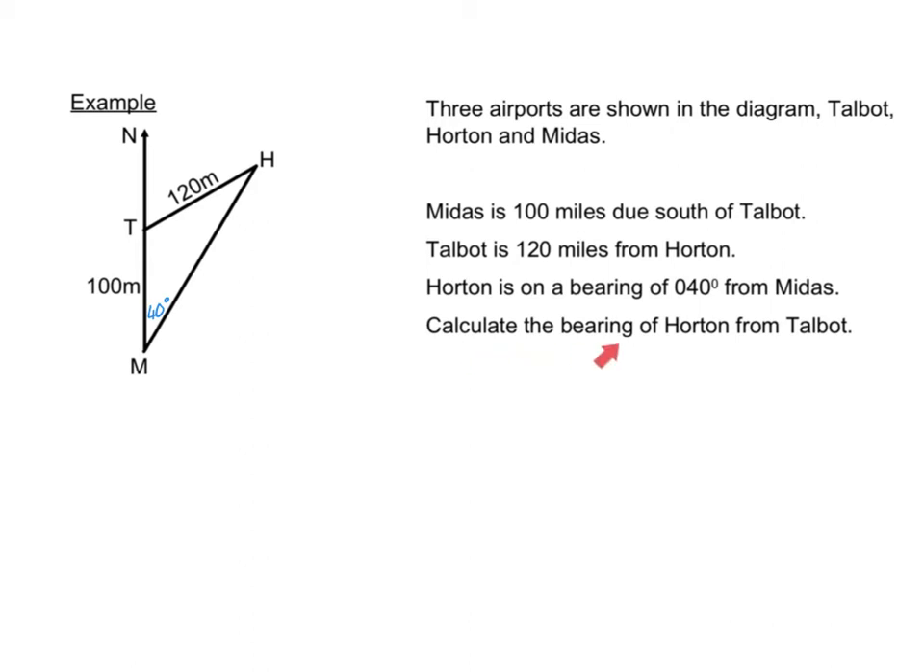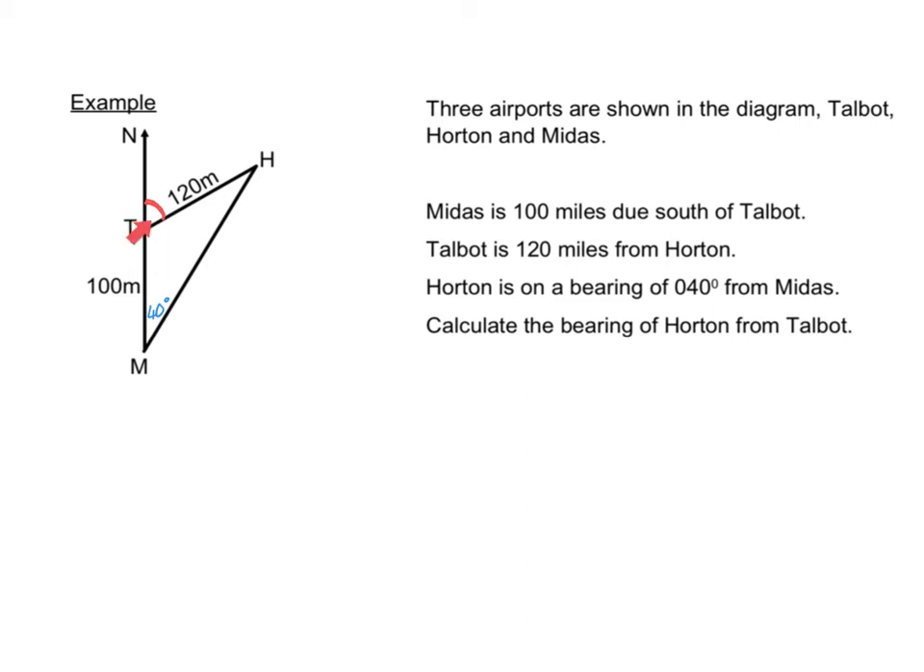It then says calculate the bearing of Horton from Talbot. Now, what this means is I'm trying to find, again, the bearing of Horton from Talbot. So the words from Talbot here tell me the bearing I'm looking for is measured from this point here, and it's the bearing to Horton. So from the north line measuring around to the line pointing to Horton, I'm trying to find this angle in here. So I'm going to just put a little red line in there to remind myself that that's what I'm trying to find. And obviously this is a trigonometry problem.